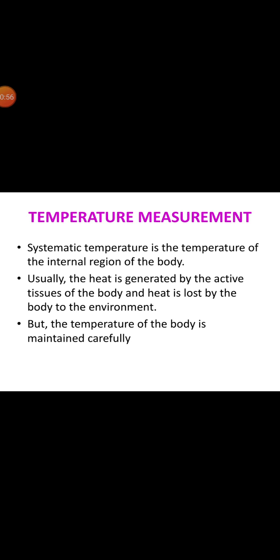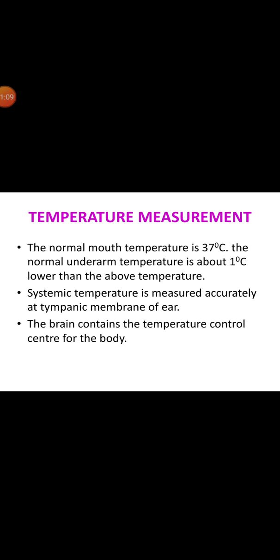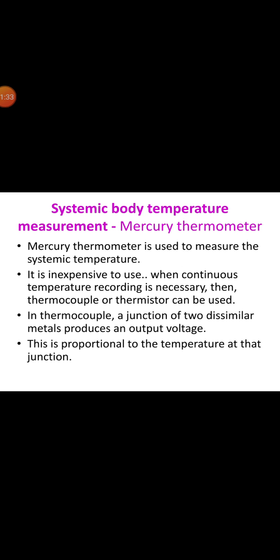Systemic temperature is the temperature of the internal region of the body. Usually the heat is generated by the active tissues of the body and heat is lost by the body to the environment. But the temperature of the body is maintained carefully. The normal mouth temperature is 37 degrees Celsius and the normal underarm temperature is about 36 degrees Celsius, that is 1 degree Celsius lower than the mouth temperature. Systemic temperature is measured accurately at the tympanic membrane of the ear. The brain controls the temperature, that is, it has temperature control over the body.